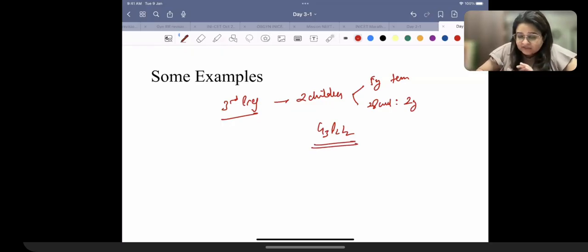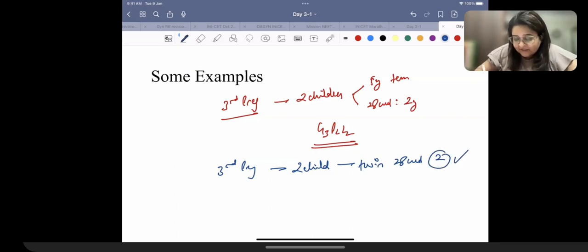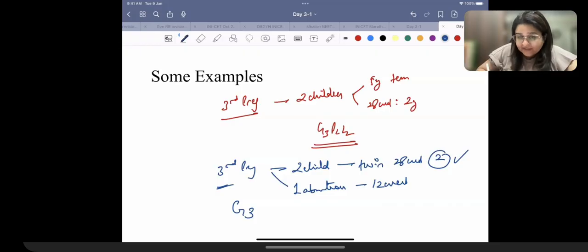Clear? Now suppose another scenario. Suppose I say this is her 3rd pregnancy. She has 2 children. Her first pregnancy was a twin pregnancy. She delivered at 28 weeks, preterm twin delivery, and both children are alive. Then she had one abortion. This was at 12 weeks of pregnancy, and now this is her 3rd pregnancy. She is gravida 3, correct?